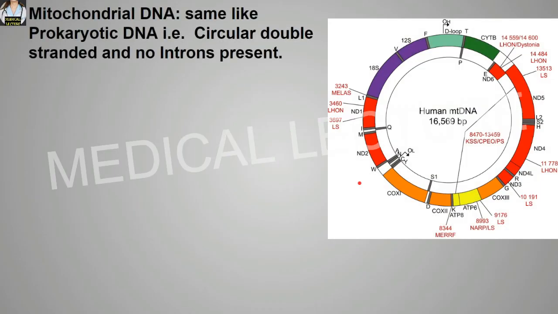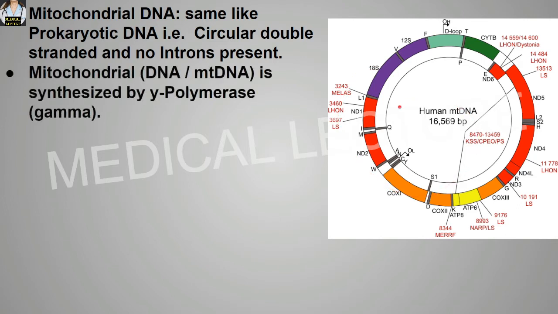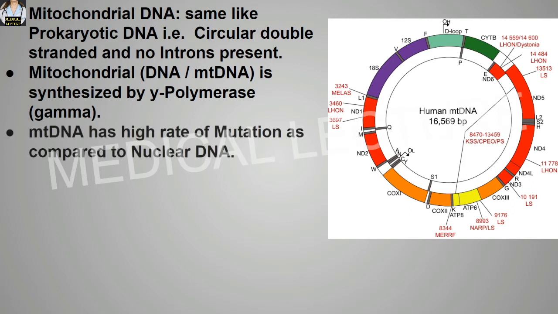Mitochondrial DNA. Now the mitochondrial DNA is the same as prokaryotic DNA. That means it is circular in nature. It is circular double-stranded DNA, and there are no introns present in it, as you can see over here. Mitochondrial DNA is synthesized by gamma polymerase. Mitochondrial DNA has a high rate of mutation as compared to nuclear DNA.